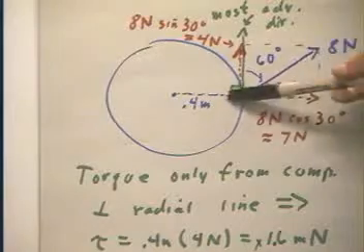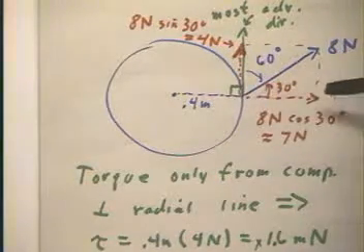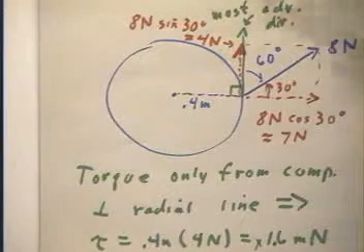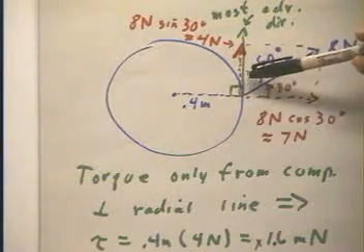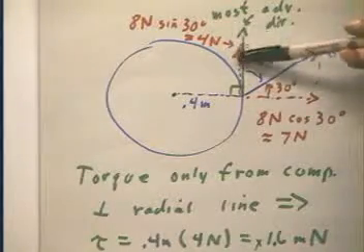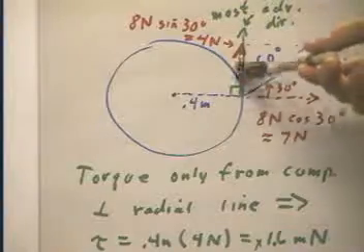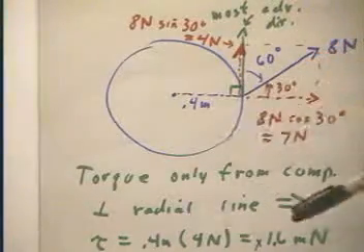Because remember, the 8 newtons can be completely replaced by these two components. This component does nothing to affect the acceleration of the hoop. This one does everything that gets done. So we have a 4 Newton accelerating force, the equivalent of a 4 Newton accelerating force acting here.